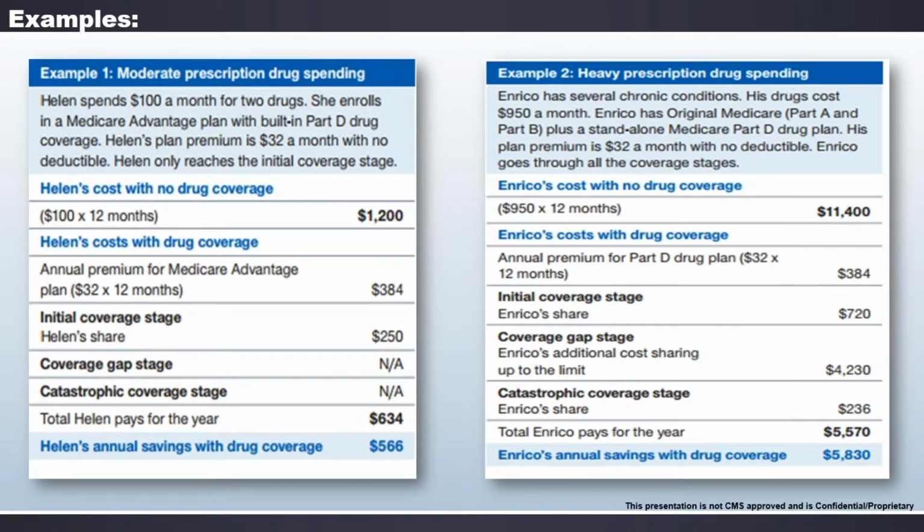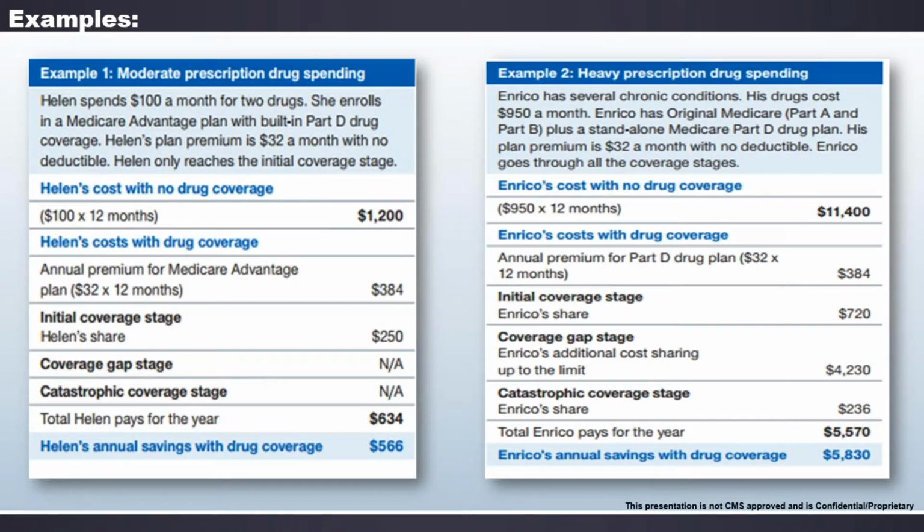Her initial coverage stage share would be $250. The coverage gap stage, she didn't even hit it because she only has 2 prescription drugs, and they're not very expensive. She never hit that catastrophic stage either. So her total pay for that year would be $634 out of pocket. Her annual savings with the drug coverage would be $566. So not a vast difference, but she would still have some savings.